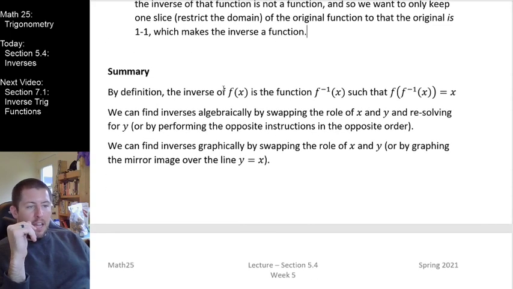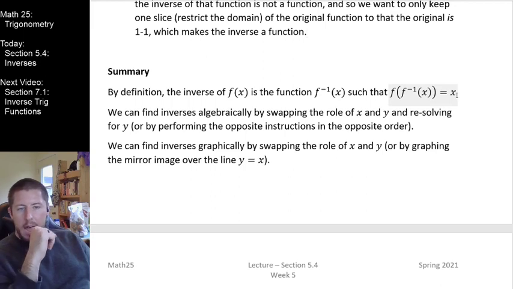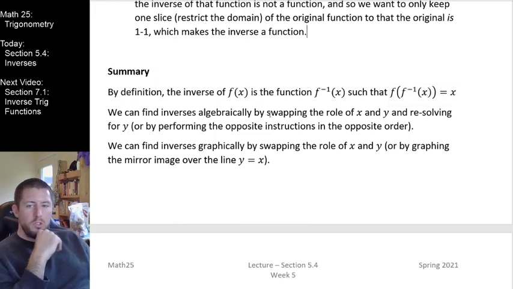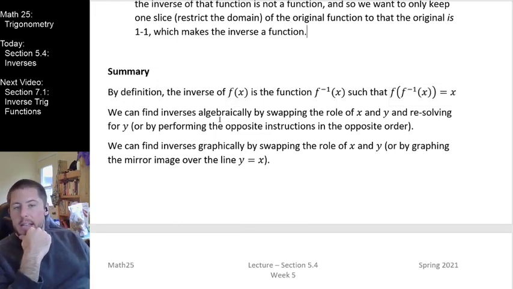By definition, the inverse of f of x is the function f inverse of x, such that we can compose f with f inverse to get out x. Again, the original. And by the way, we could have flipped f and f inverse to do f inverse then f, and it would still hold true. We can find inverses algebraically by swapping the role of x and y and resolving for y, or verbally, in a sense, by performing the opposite instructions in the opposite order. We can find inverses graphically by swapping the role of x and y, or by graphing the mirror image over the line y equals x, right?